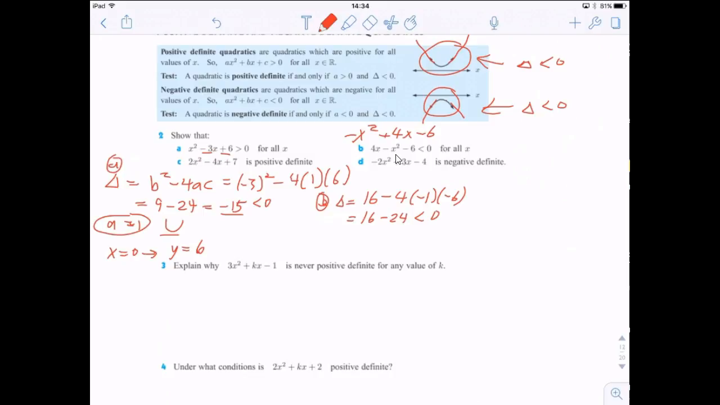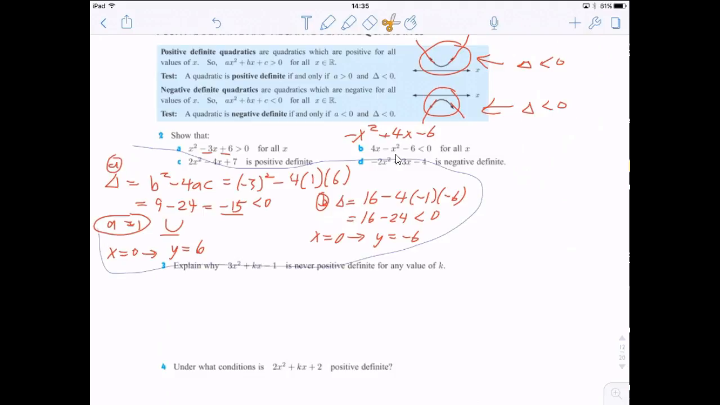And then we're going to show that one of the points of the parabola is below the x-axis. So we're just going to put x equals 0. And if we put x equals 0, then the y value turns out to be -6. So yeah, this point is under the x-axis, and we know it never crosses the x-axis, so it's always below the x-axis.